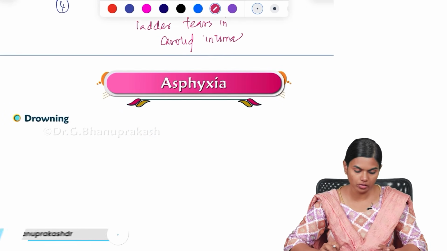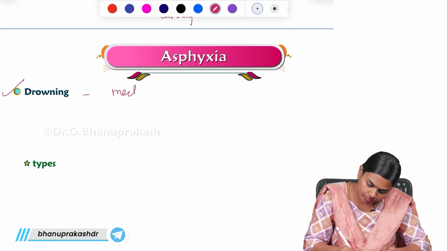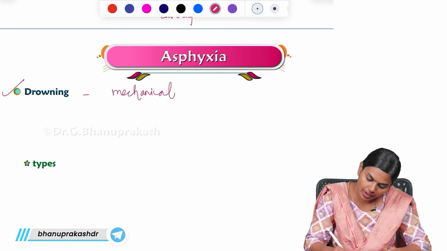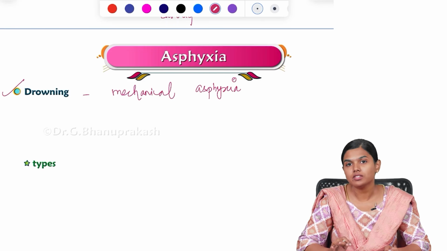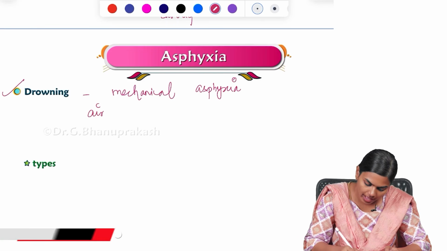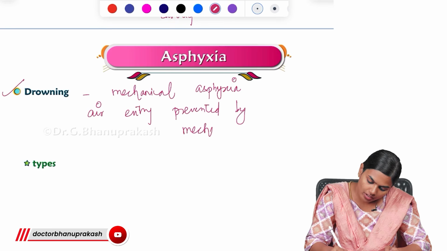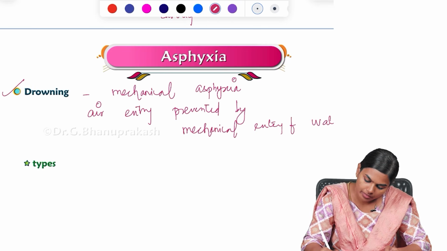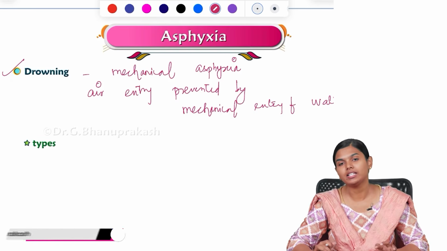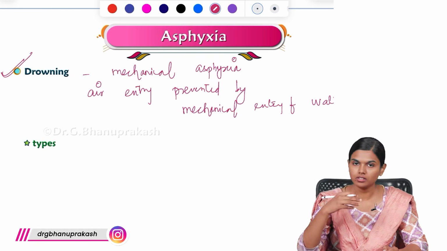Up next, what we are going to see is drowning. Drowning is also a special type of mechanical asphyxia. Here, the air entry to the lungs is prevented by mechanical entry of water. Basically in the lungs, air is getting replaced by water. So, this we call drowning.